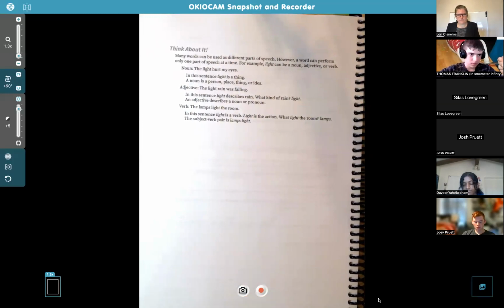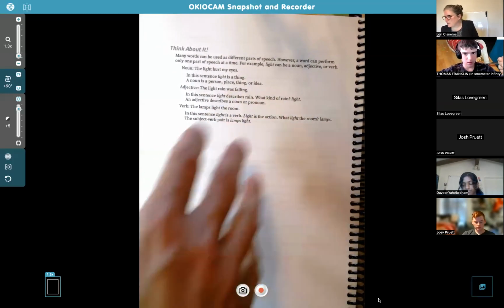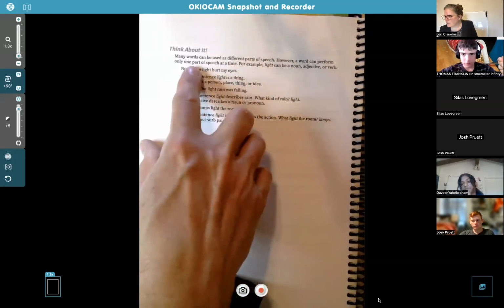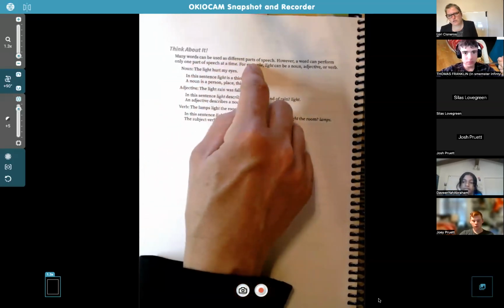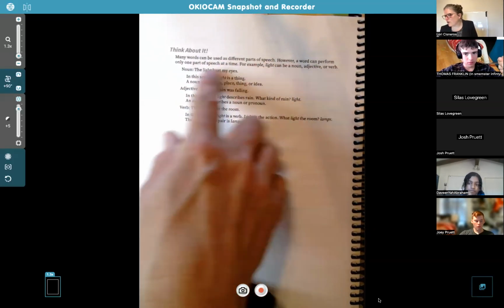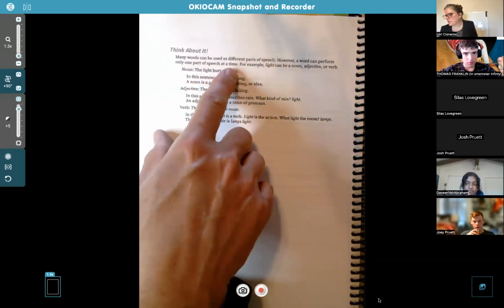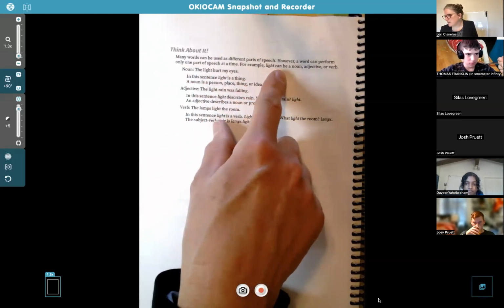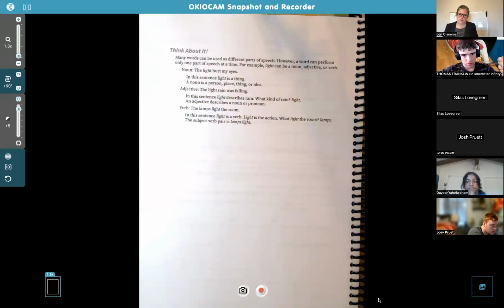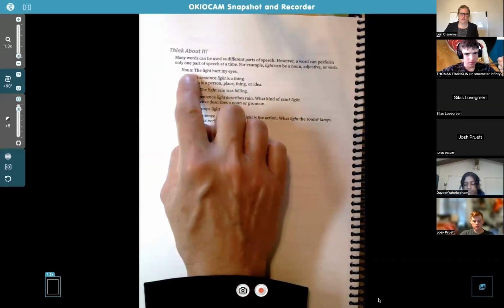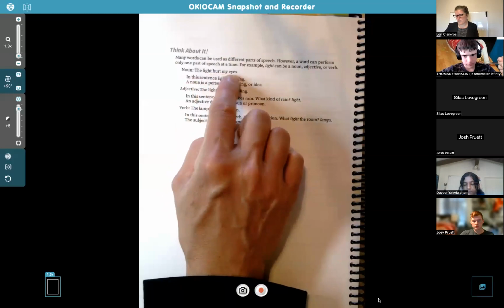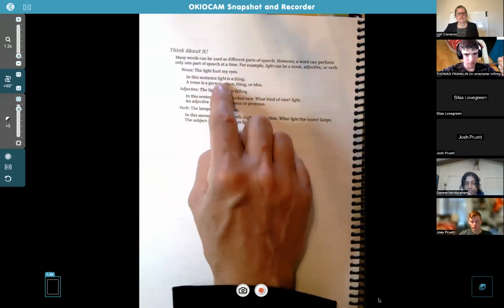This is page 20. So go ahead and turn the page to page 20. This is interesting. Many words can be used as different parts of speech. However, a word can perform only one part of speech at a time. For example, light can be a noun, adjective, or a verb. So this is something to keep in mind. And it's really important to pay attention to how it's used in the sentence because it can change depending on how it's used. So here's the example for a noun. The light hurt my eyes. In this sentence, light is a thing.